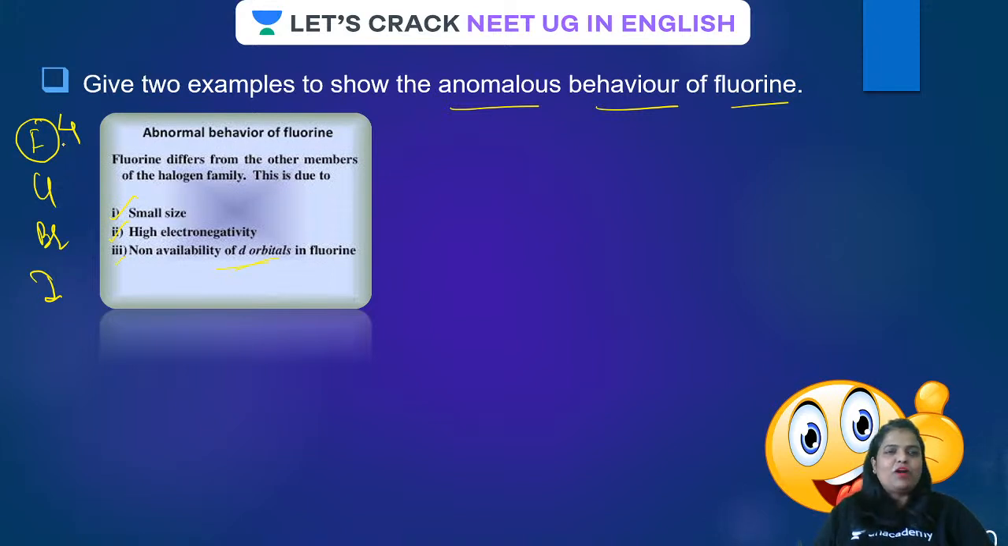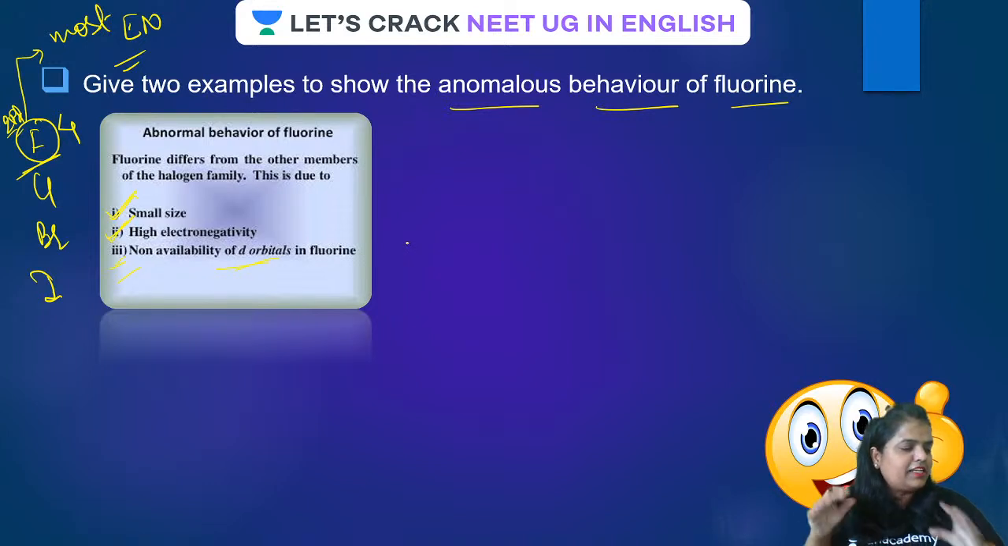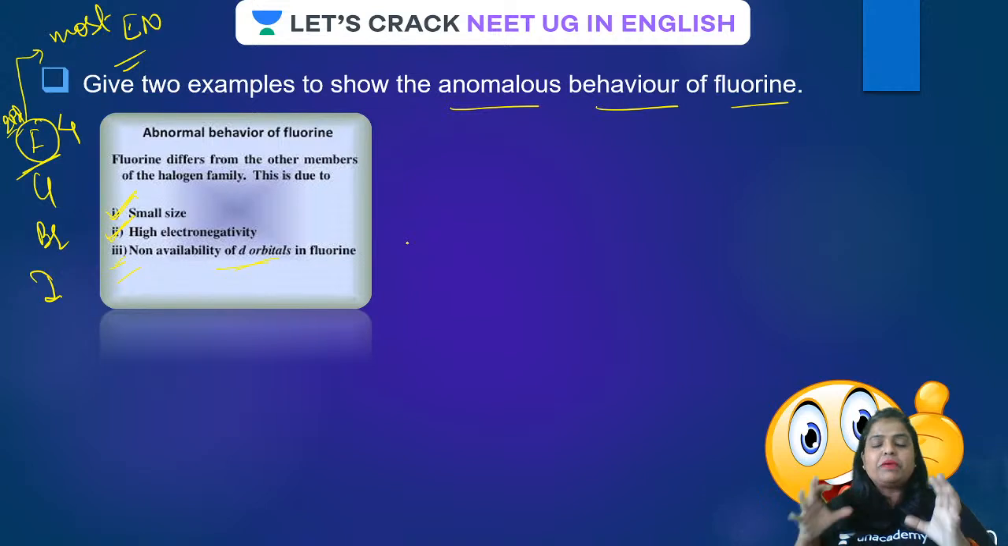The electronegativity value of fluorine is 4. The most electronegative element of the periodic table is fluorine. It is in the second period, it is small in size, highly electronegative, and as it is in the second period, it does not have a vacant d orbital. Is that clear? So, guys, because of all these three factors, fluorine shows anomalous behavior compared to the rest of the family.